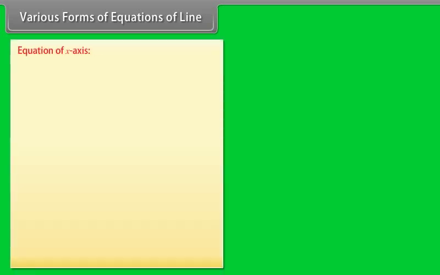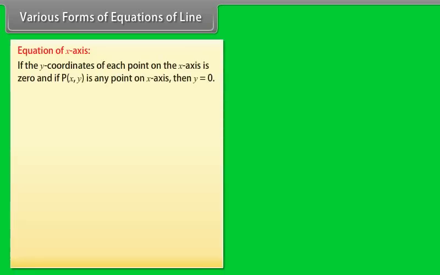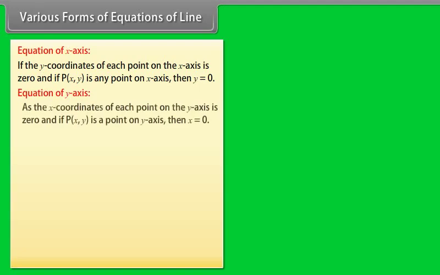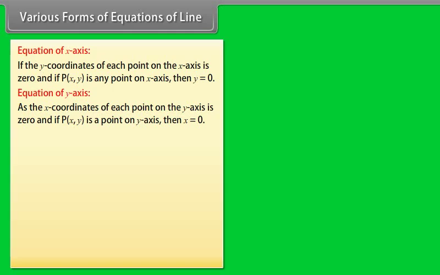Various forms of equations of line. Equation of x-axis. If the y-coordinate of each point on the x-axis is 0 and if P(x, y) is any point on the x-axis, then y is equal to 0. Equation of y-axis. As the x-coordinate of each point on the y-axis is 0, if P(x, y) is a point on the y-axis, then x is equal to 0.